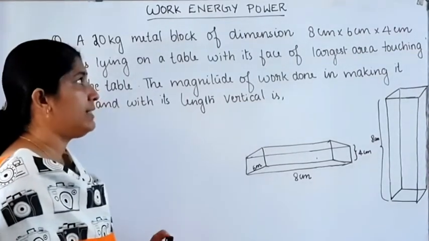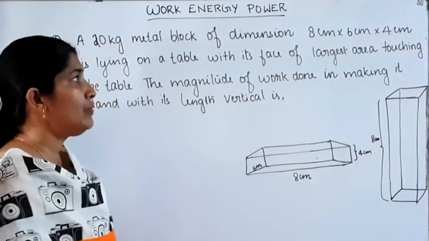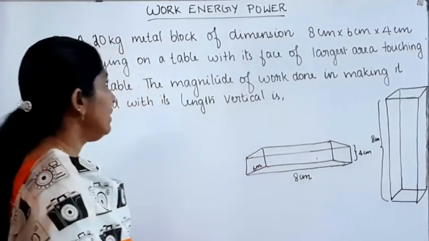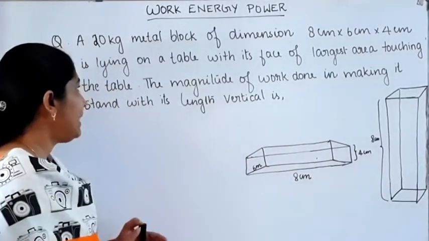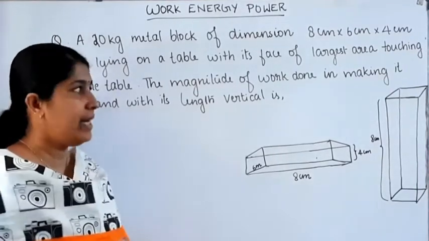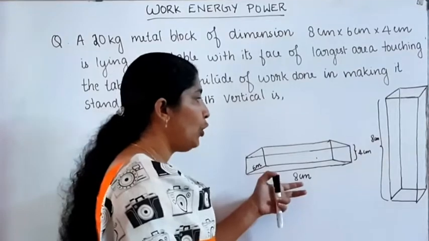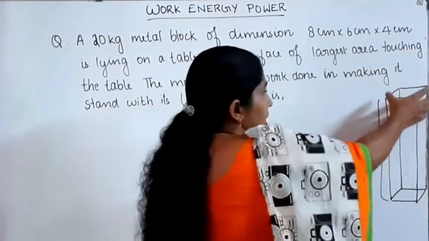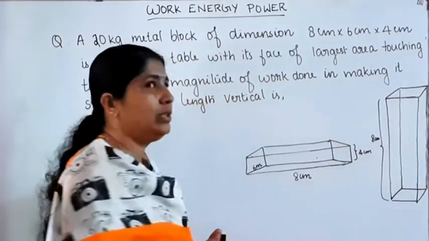a table with its face of largest area touching the table. Okay, this is the figure. And the magnitude of work done in making it stand with its length vertical is... Okay, we want to do a certain amount of work to take this body from this position to this position. Okay, what about the work done?